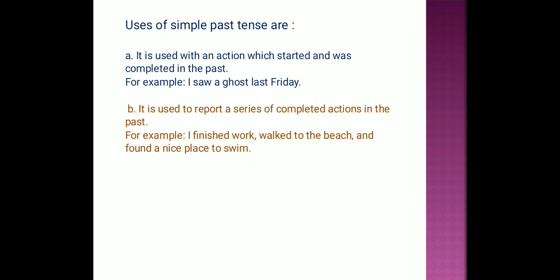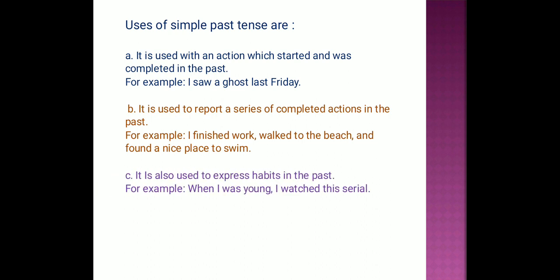We can also use the simple past tense to report a series of completed actions in the past. Series means a sequence of completed actions. For example, I finished work, walked to the beach, and found a nice place to swim. In the same way, we can use it to express habits in the past, things that we did habitually in the past. For example, when I was young, I watched this serial.